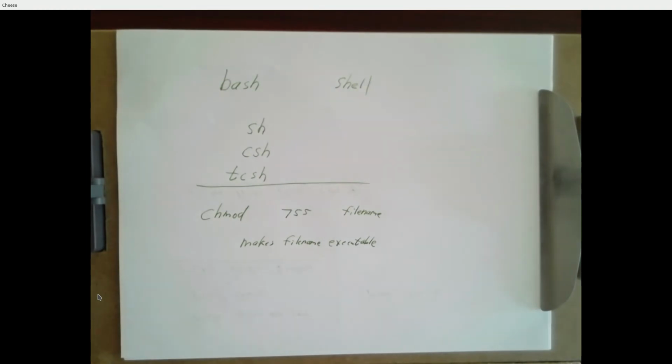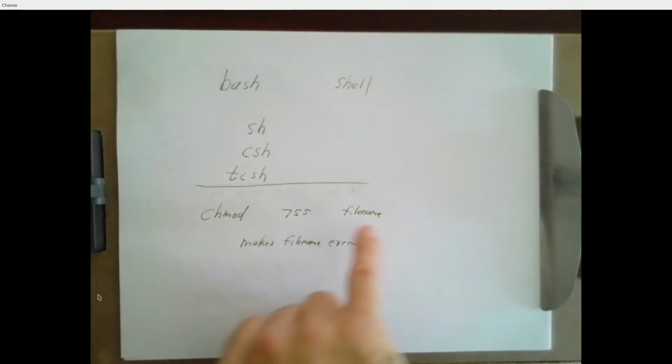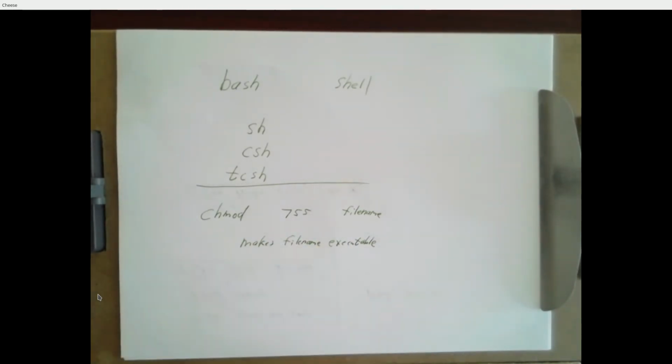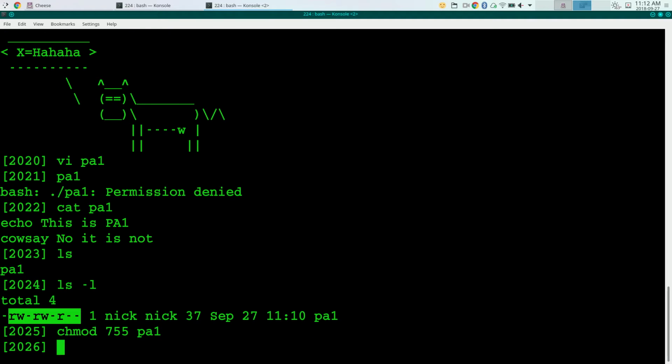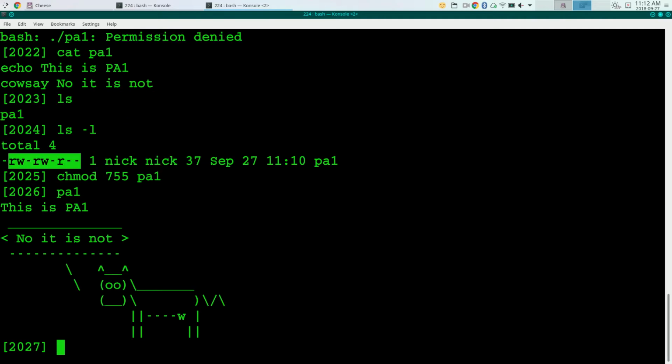So if I just created this file name and I try to execute it by saying the file name, it'll say permission denied. To fix that, I'm going to say chmod 755 and the name of the file, and then I'll have permission to execute it. So let's do that here. Let's say chmod 755 PA1, and now if I say PA1, it goes ahead and runs it. So anytime you write a script, you're going to have to do this chmod command once.